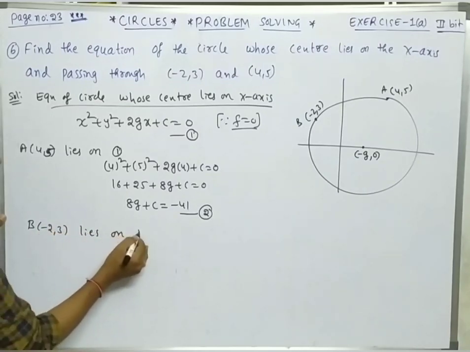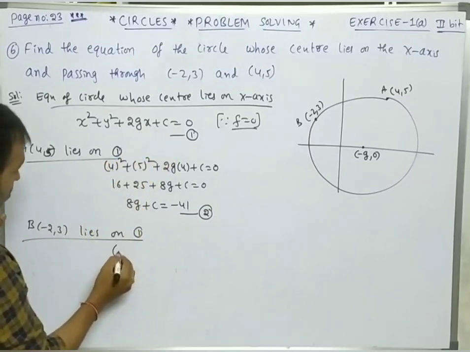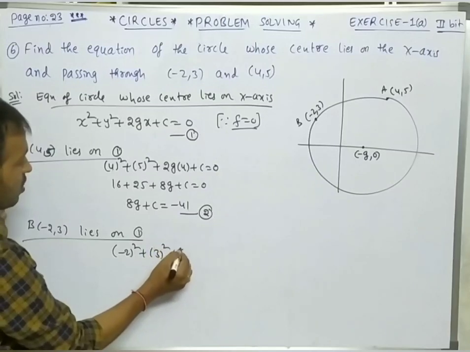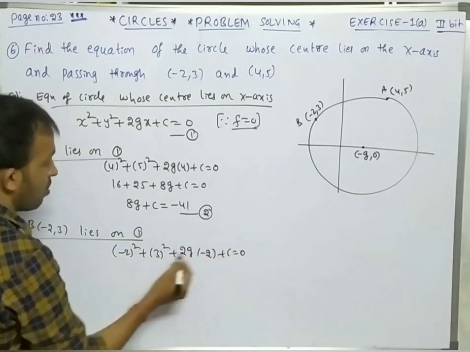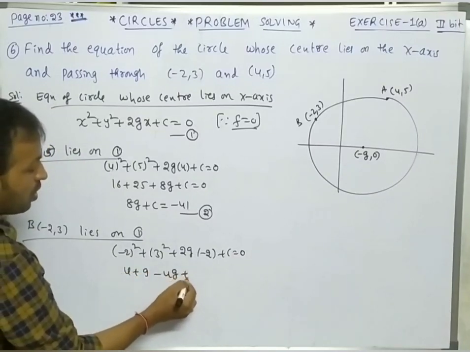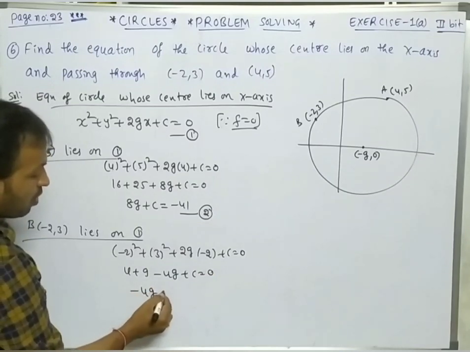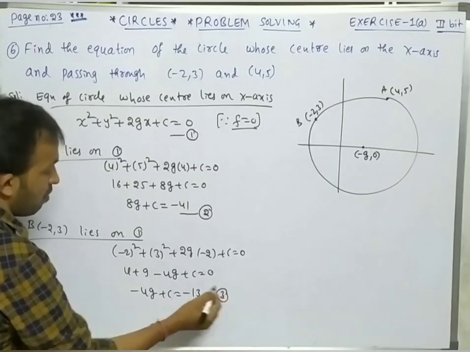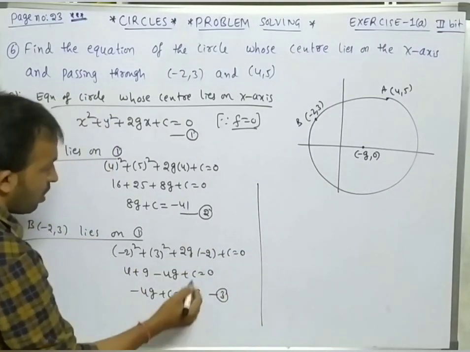Next, minus 2, 3, the second point. Substituting the second point in this equation, so substituting and solving is very important. Minus 2 square plus 3 square plus 2g into minus 2 plus c is equal to 0. 4 plus 9 minus 4g plus c is equal to 0. Minus 4g plus c is equal to minus 13. Equation number 3. Now solve 2 and 3.